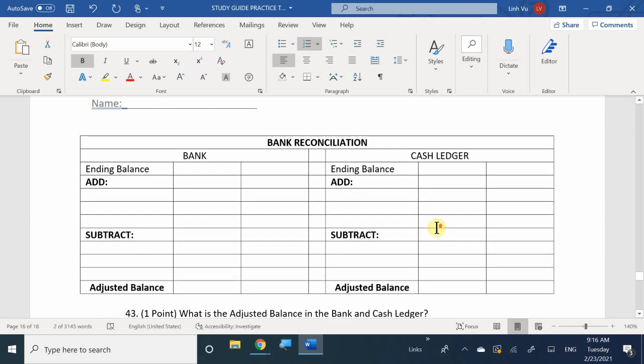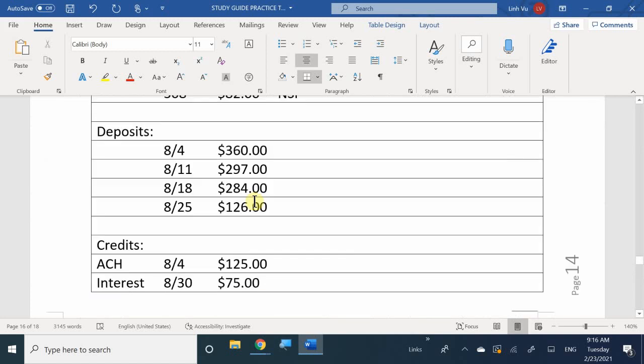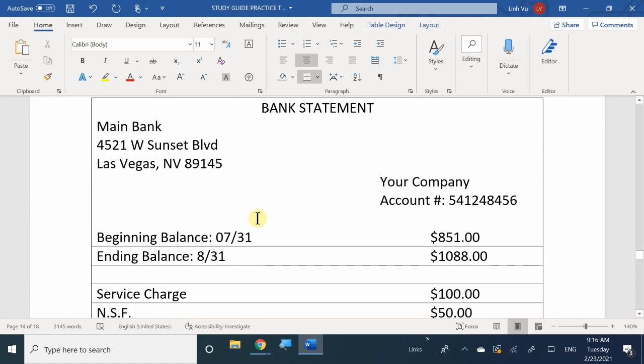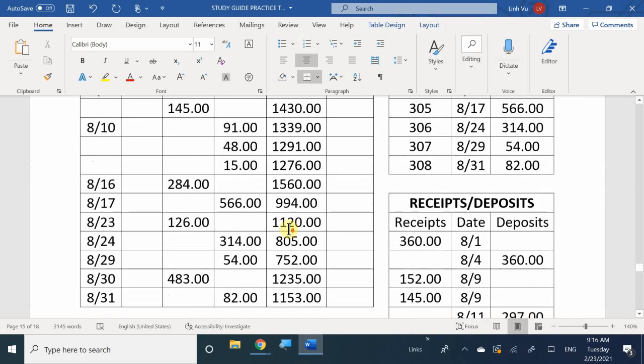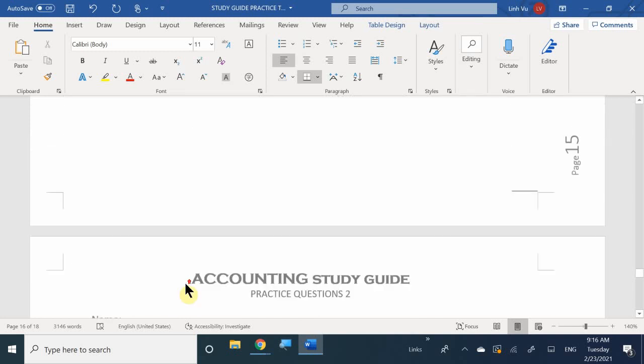So which side do you want to start on first? I guess the bank side. First we're going to start off with what is my ending balance in my bank account? 1,088. 1,088 is in my bank right now. What do I need to add into my bank account? Deposits. You need to add your deposits.